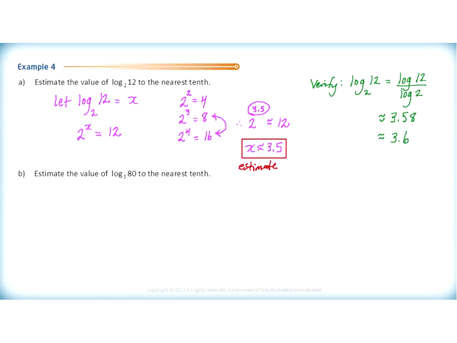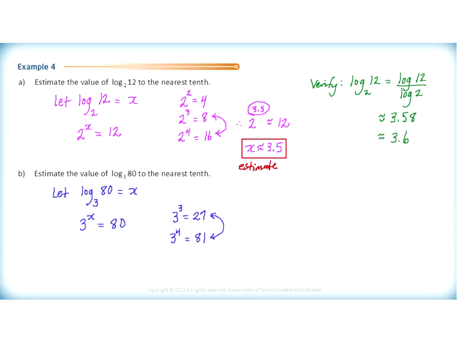We are asked to estimate the value of the log of 80 to base 3 to the nearest tenth. So let's let the log of 80 to base 3 equal x. Converting to exponential form, we have 3 raised to the power of x is equal to 80. Let's do some checking. We know that 3 cubed is equal to 27. We know that 3 raised to the power of 4 is equal to 81. So you know that the value of 80 is between 27 and 81, but it's closer to 81.